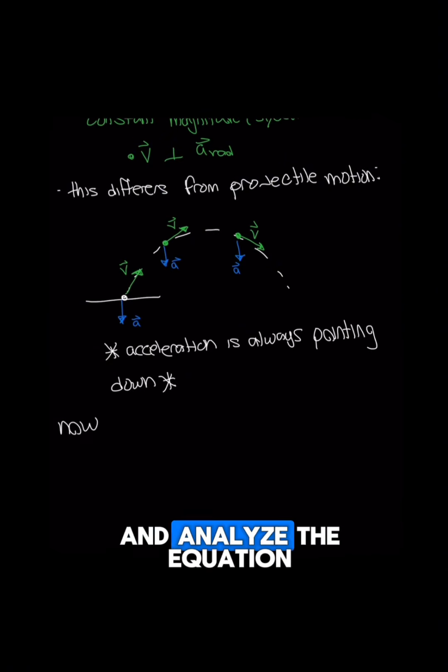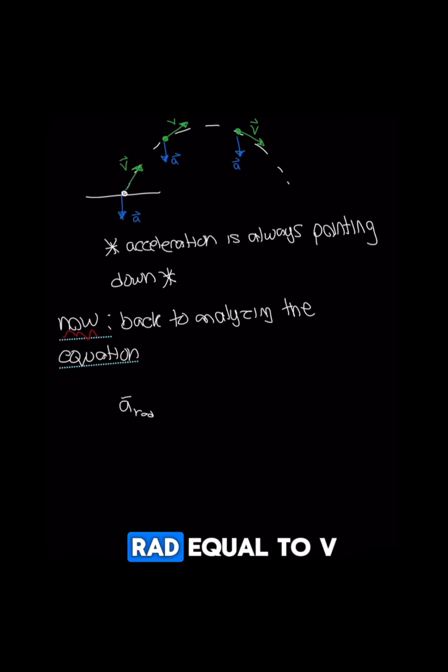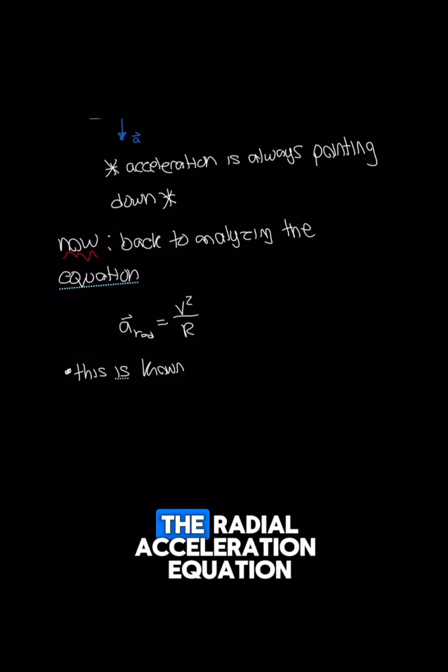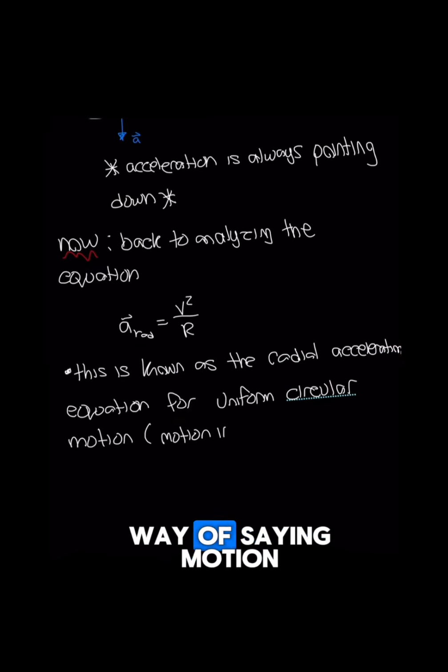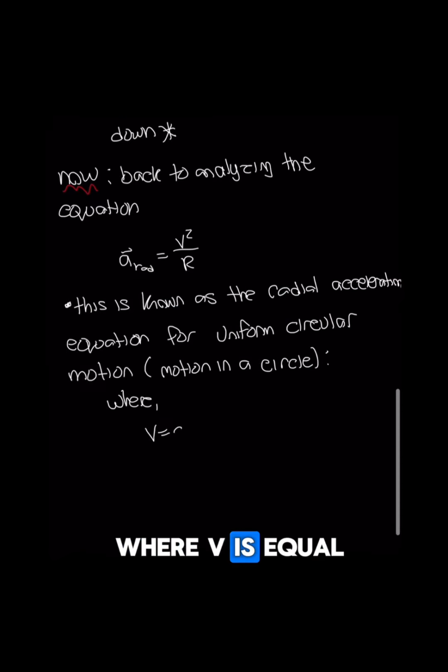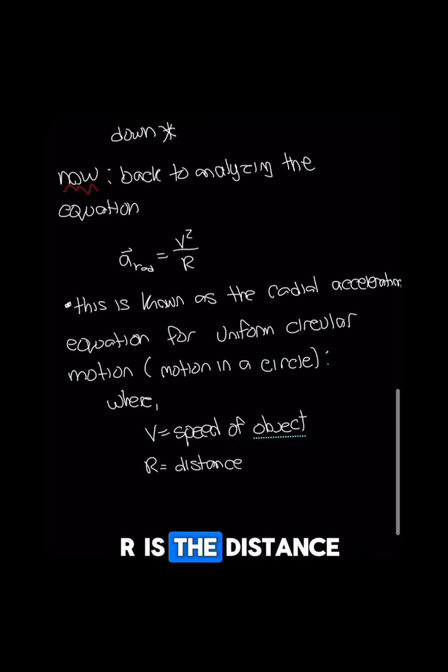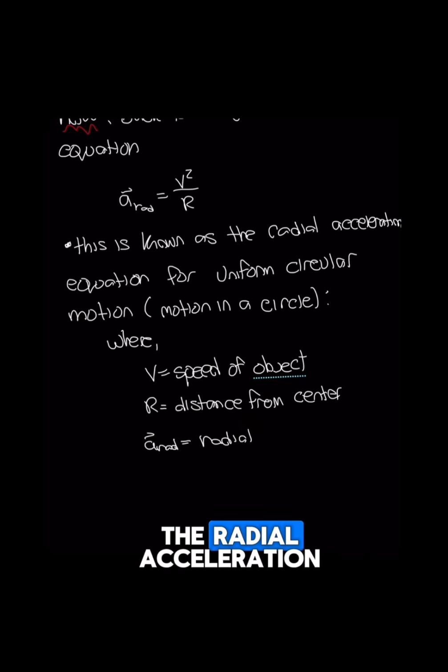Now we can go back and analyze the equation. So we have a_rad equal to v squared over r. This is known as the radial acceleration equation for uniform circular motion, which is just a fancy way of saying motion in a circle, where v is equal to the speed of the object, r is the distance from the center, and a_rad is the radial acceleration.